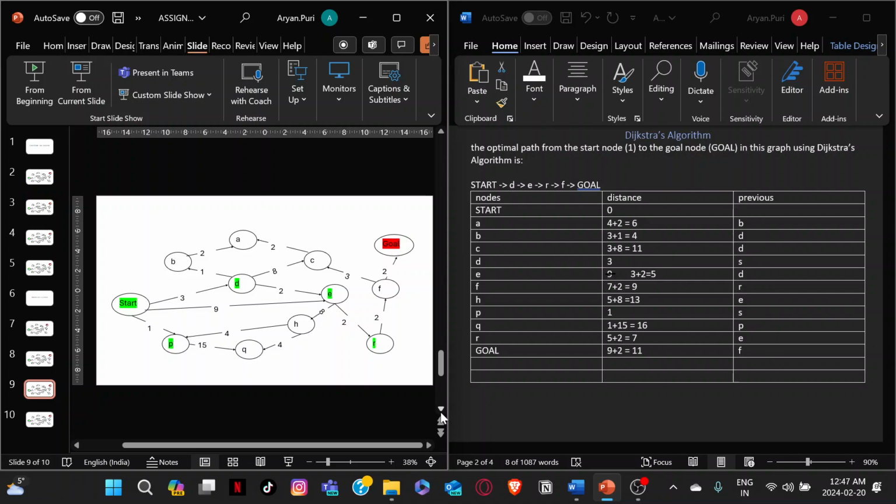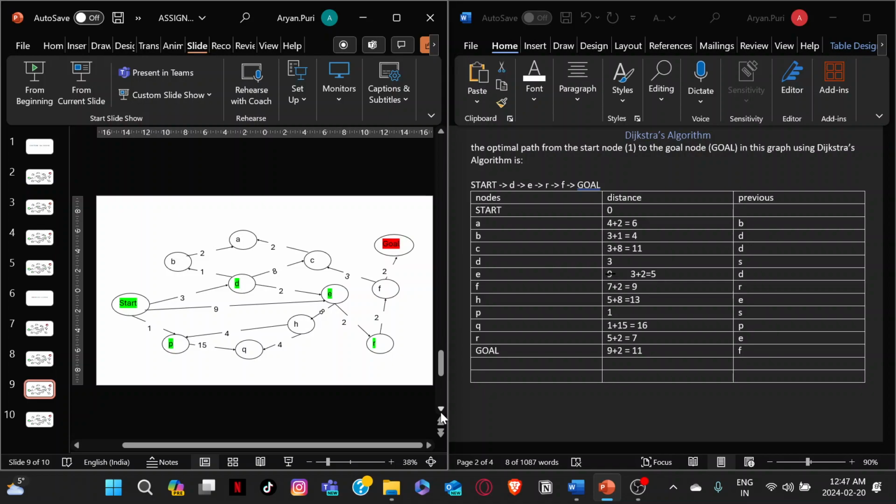Now again the table is scanned to find the node with minimum distance. So node D is explored and its neighbors B, C and E are entered in the table with distance of B that is 3 plus 1 equal to 4. For C, it's 3 plus 8 equal to 11 and E is 3 plus 2 equal to 5.